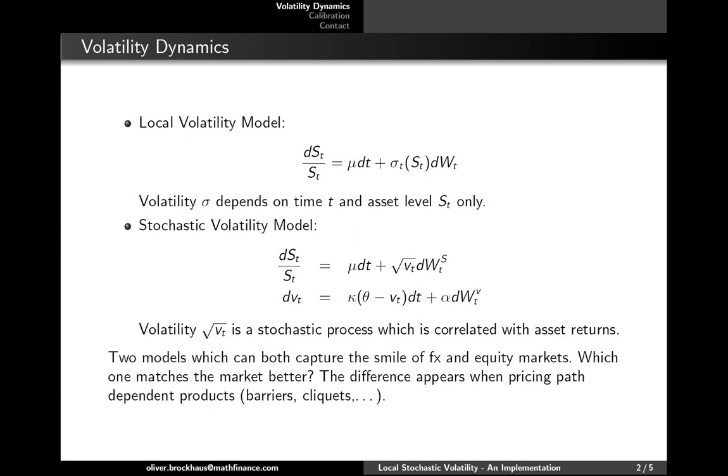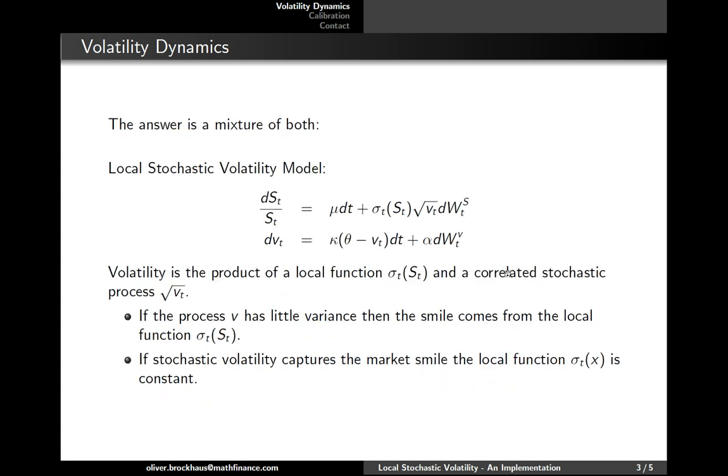Now the question is, which one should we choose? And the answer is neither, or better, a mixture of two. So that's what local stochastic volatility is about. And that is achieved by multiplying the local function with the stochastic volatility process. And this has to be done in such a way as to still calibrate to the volatility smile. By changing the dynamics of the stochastic volatility process, one can blend this model from a pure local volatility type model into a largely stochastic volatility type model. We're going to see how that is done.